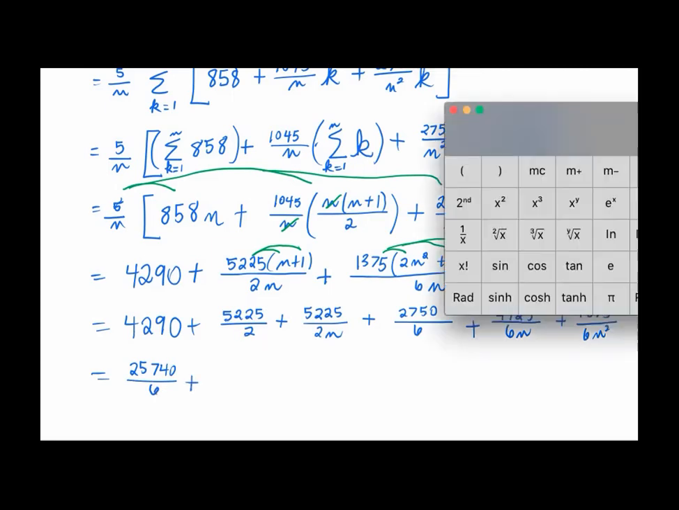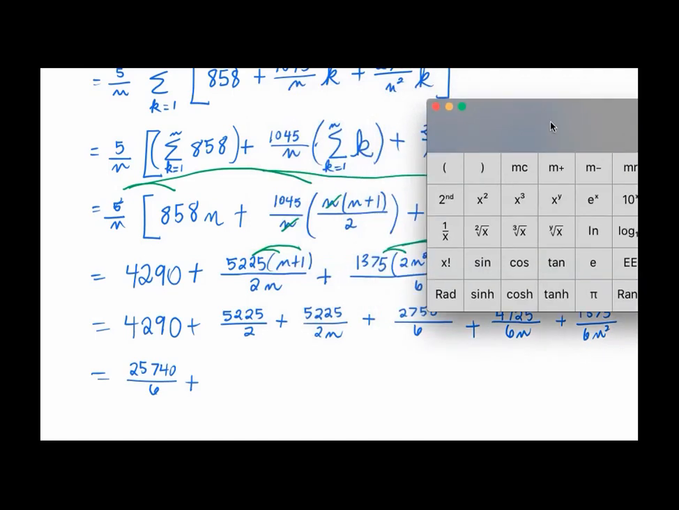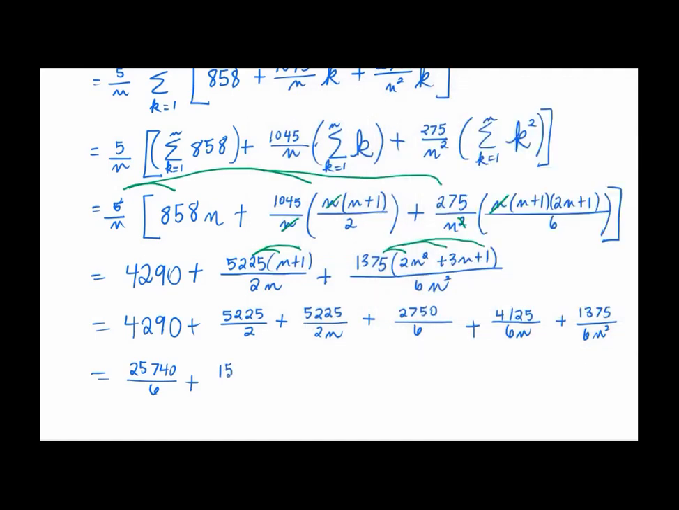This one I need to multiply its numerator by 3 to get a denominator of 6. So 5225 times 3 is 15,675. And then I'm going to do this term next, plus 2750 over 6. So those are my three constants.